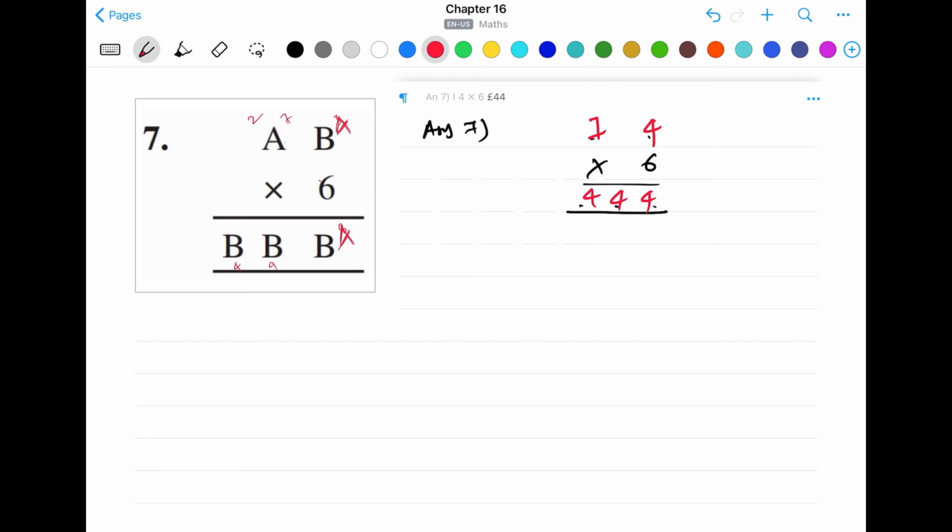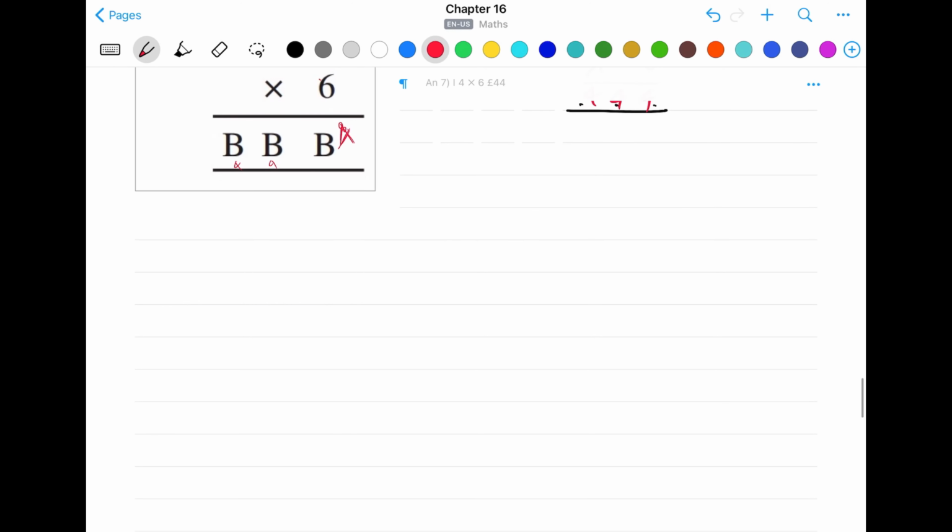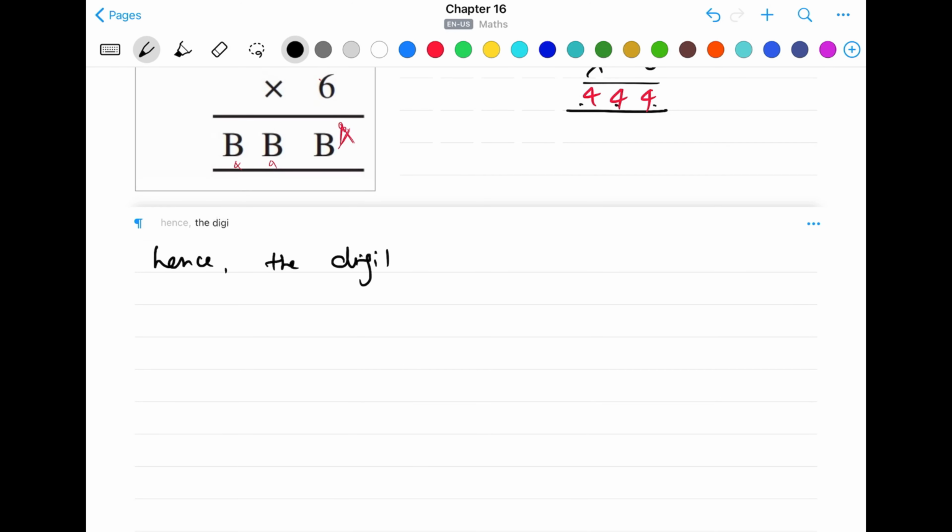Okay, so a is 7, b is 4. So we'll write, hence the digits are a equal to 7 and b equals to 4.